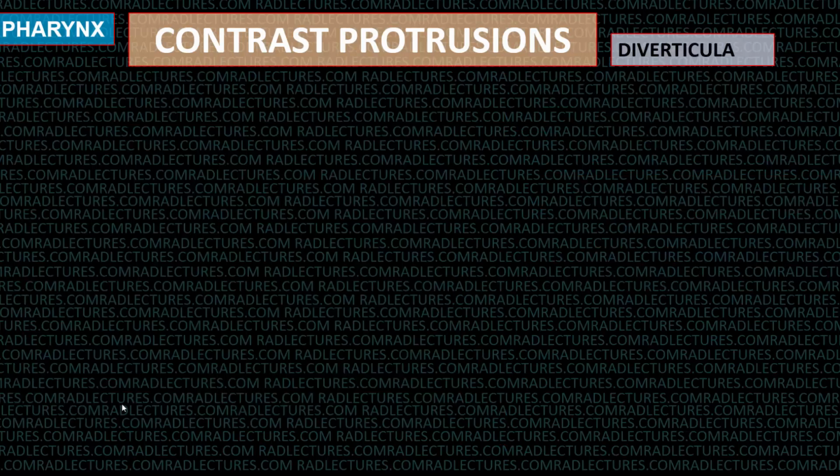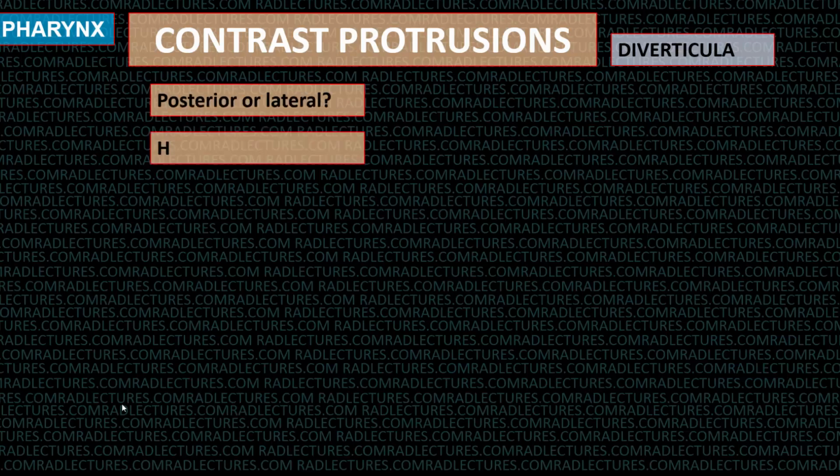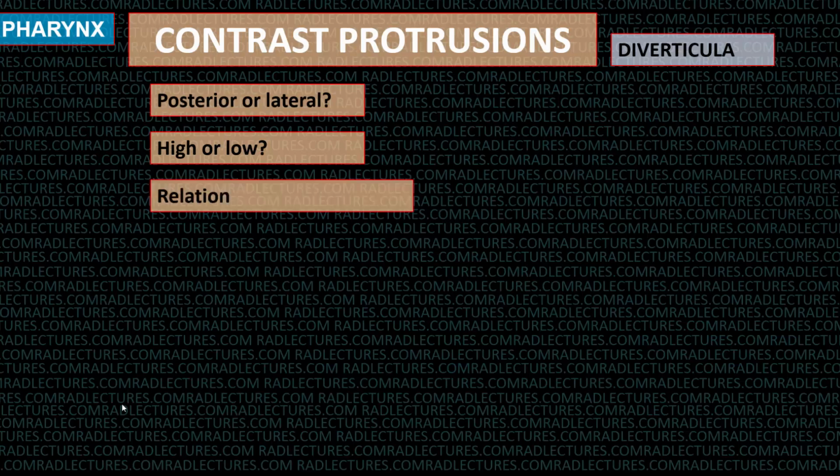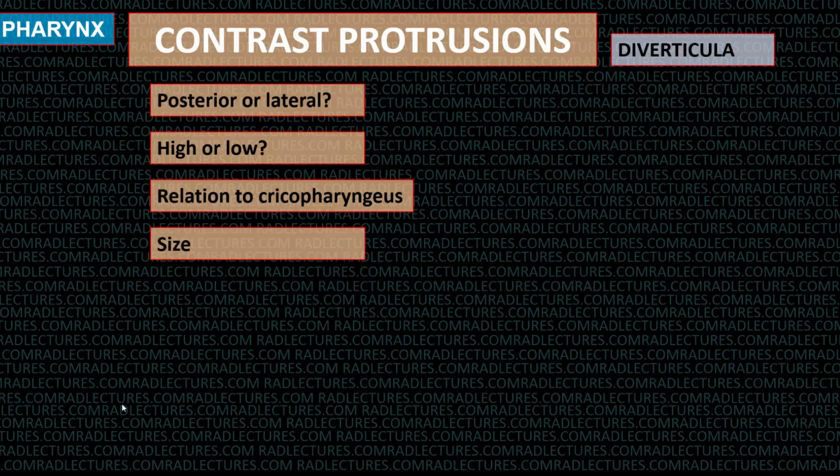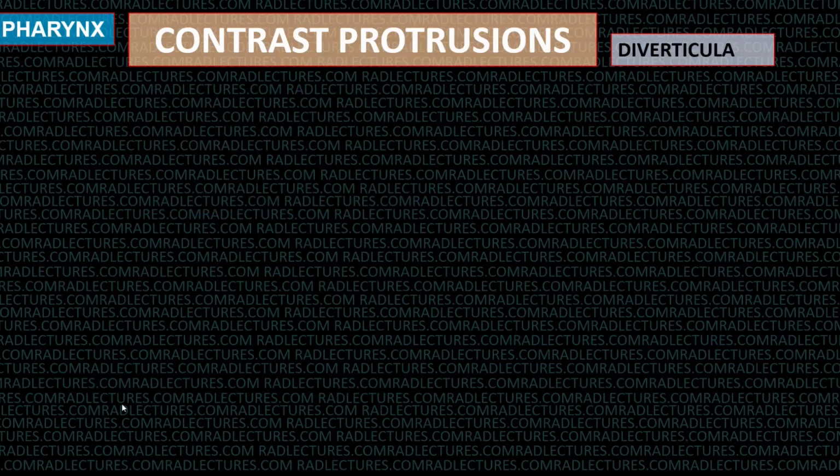Diverticula arising from the pharynx. Whenever you see a protrusion that looks like a diverticulum, you have to ask yourself, is it posterior or lateral in position? Is it high or low in location? What is its relation to the cricopharyngeus? And what is the size of this diverticulum? Because there are a number of types of diverticula that can be seen in the pharynx.